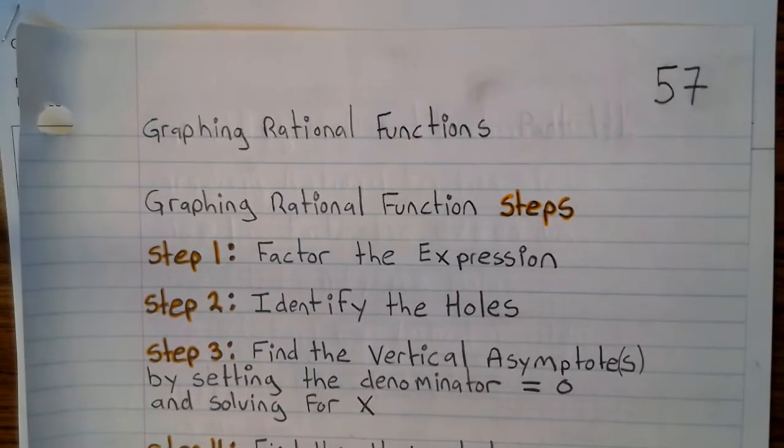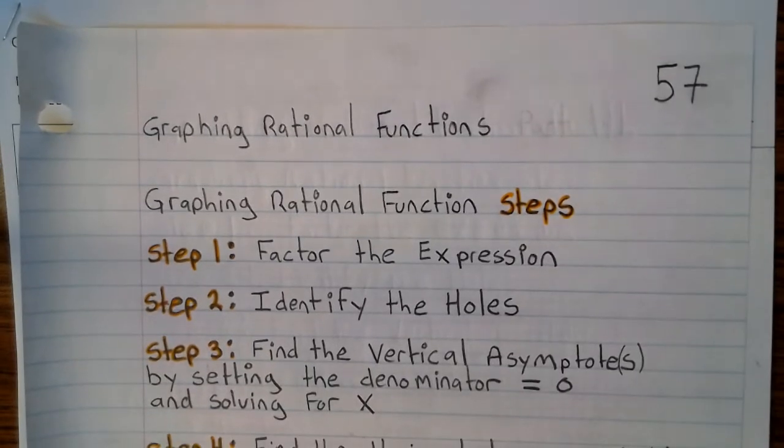Okay, Wildcats. Today we're looking at Journal page 57, Graphing Rational Functions. Graphing rational function steps. Step 1, factor the expression. Step 2, identify the holes. Step 3, find the vertical asymptotes by setting the denominator equal to 0 and solving for x.